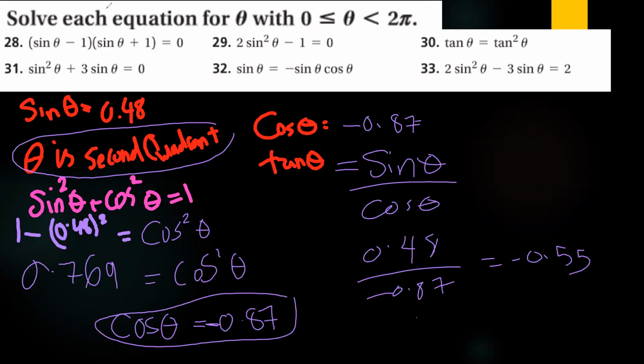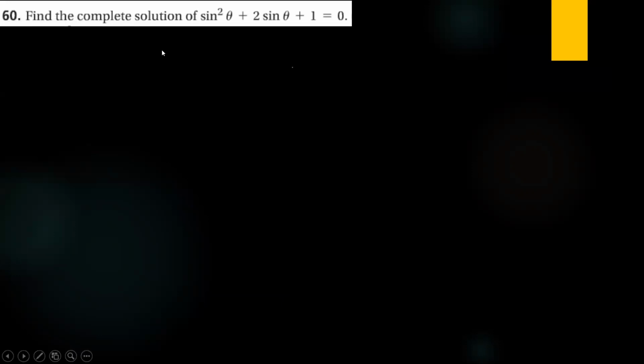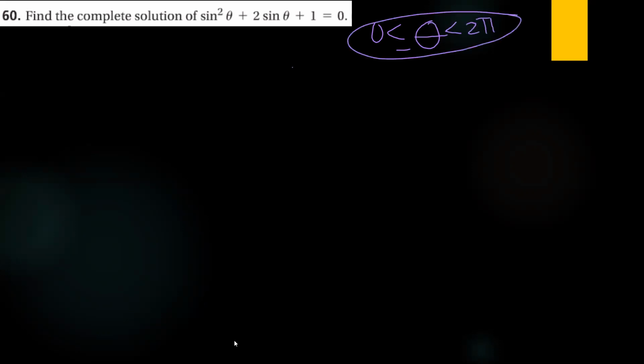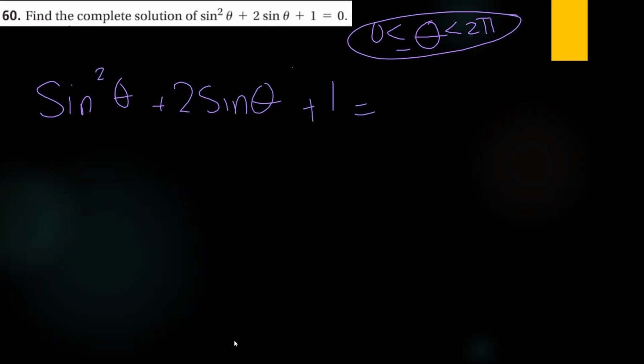Fine. Now, I don't want the complete solution. I want you now to find the solution if the domain is from 0 to 2 pi. This is the domain you have, and here you have sine squared of theta plus 2 sine of theta plus 1 equals 0. I need you now to solve it and send me the answer on chat.